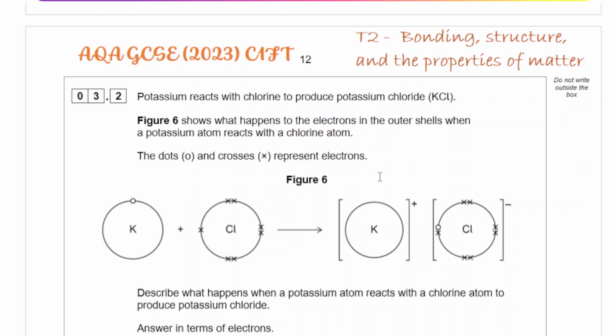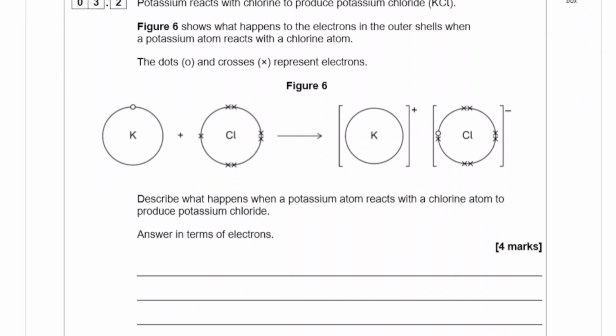Potassium reacts with chlorine to produce potassium chloride. Figure 6 shows what happens to the electrons in the outer shells when a potassium atom reacts with a chlorine atom. The dots and crosses represent electrons. So you can see this electron of potassium is being lost. There's no electrons left in that shell, giving it a positive charge. There's 2, 4, 6, 7 electrons in chlorine. That electron from potassium has been transferred to chlorine, as you can see here, giving it a negative charge.